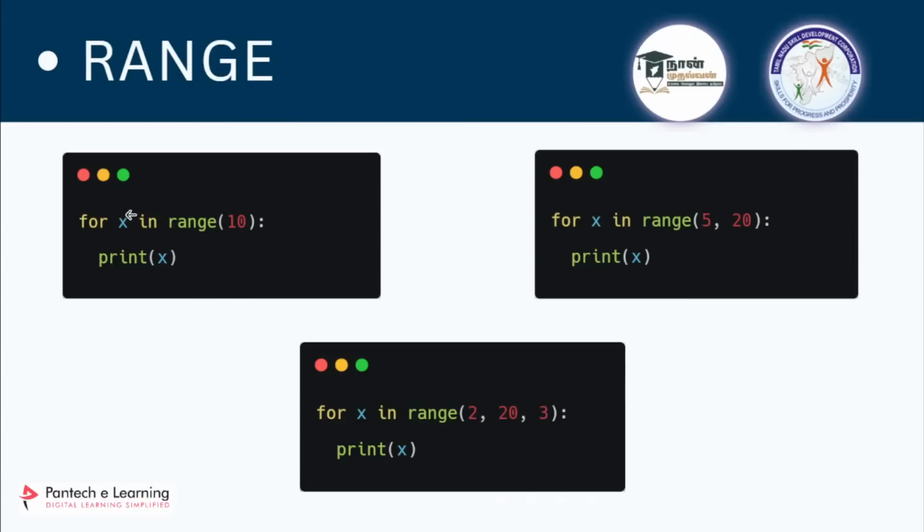So the first time the value of x will be 0 because it is a default value. Next time it will be 1, next it will be 2, next 3, 4, 5, 6, 7, 8, 9. Till it reaches 9, it will run and then it will terminate.